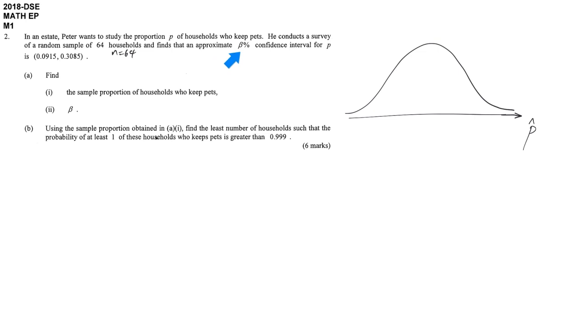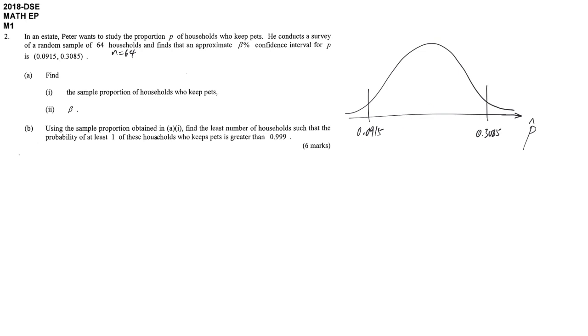And then approximate beta percent of a confidence interval. This is the different result of the sample size, and then we use two lines to separate it and create a confidence interval between them, which is between 0.0915 and 0.3085. And then we use this interval to estimate the original proportion. And they ask you about the sample proportion of the household. That means our starting point to estimate the interval, and our starting point should be the middle of our interval.